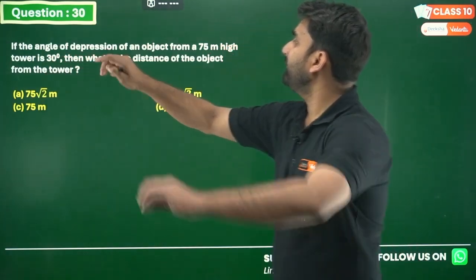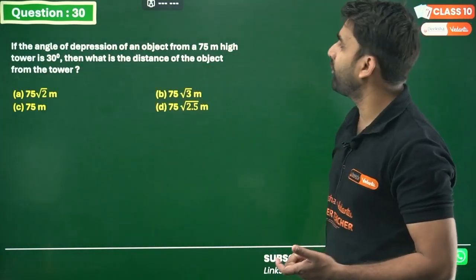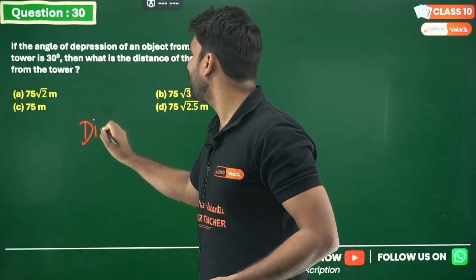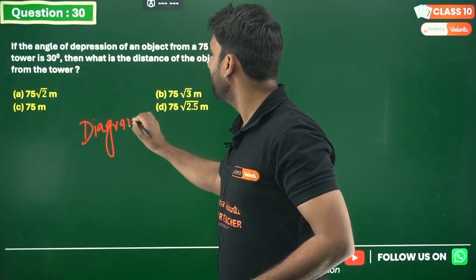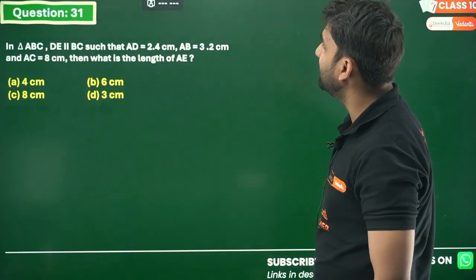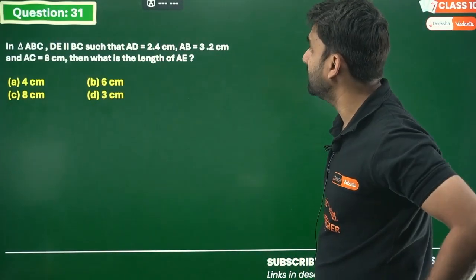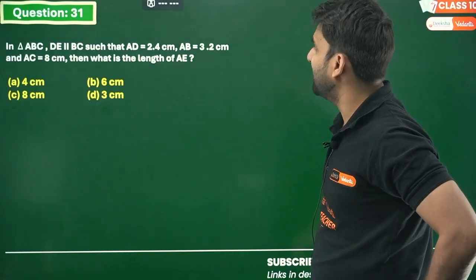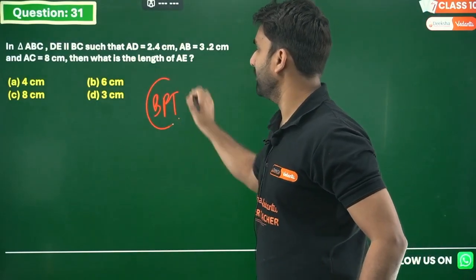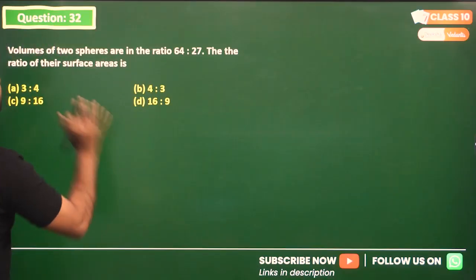Question number 30, if the angle of depression, you know this question is from some application of trigonometry. Please read the question and draw a neat and clean diagram first. Without a diagram you cannot solve. Question number 31, in triangle ABC, DE is parallel to BC such that, so this question is based on BPT, the basic proportionality theorem. Go and do this.